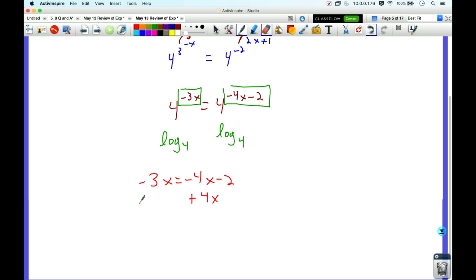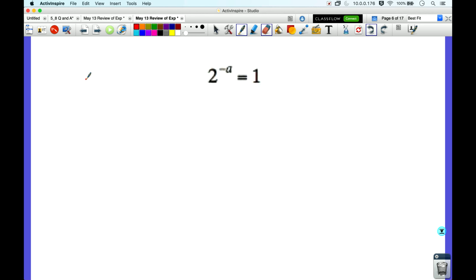Add 4x to both sides. And just like that, we're done. X equals negative 2. You can plug it back in to double check, and I think you get 4,096 equals 4,096. All right, next one.